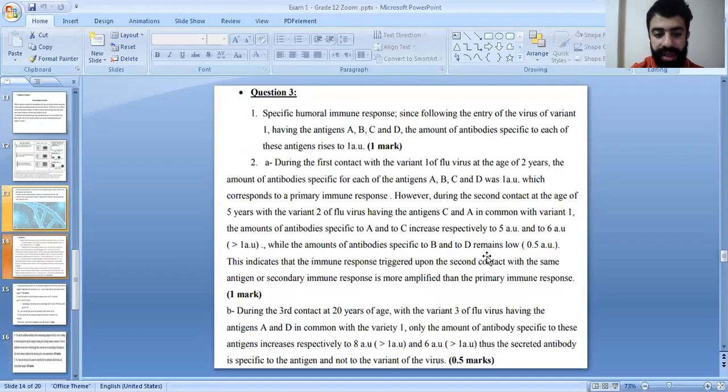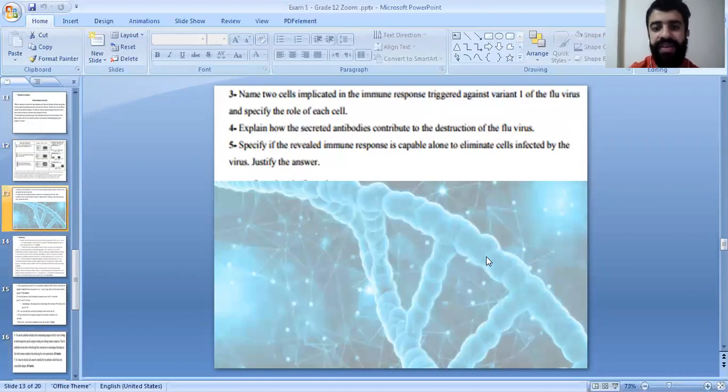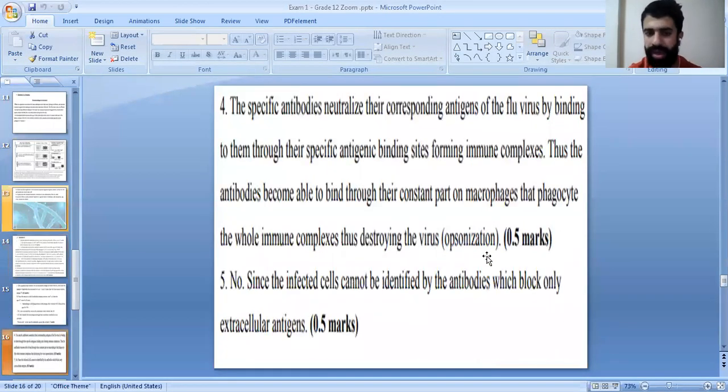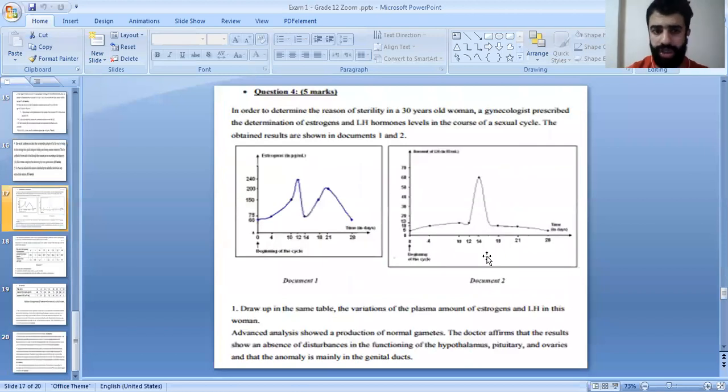And part 5, specify if the revealed immune response is capable alone to eliminate cells infected by the virus. Justified answer: no. Why? Since the infected cells cannot be identified by the antibodies, which block only extracellular antigens. Moving to question number 4, talking about the female sexual cycle, estrogen, progesterone, LH, and so on.